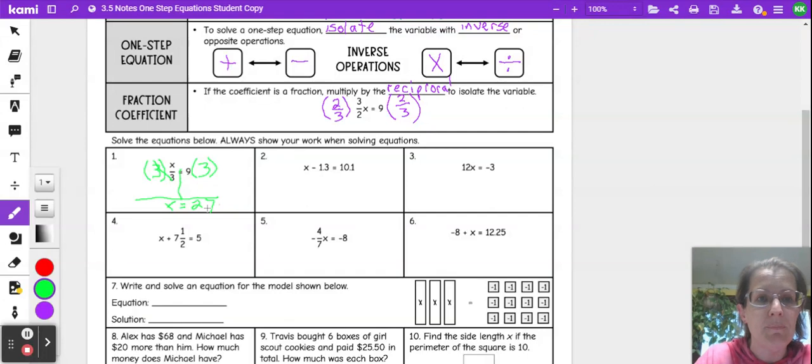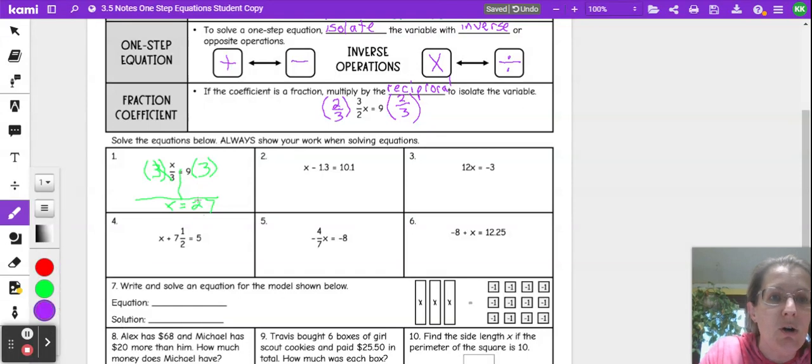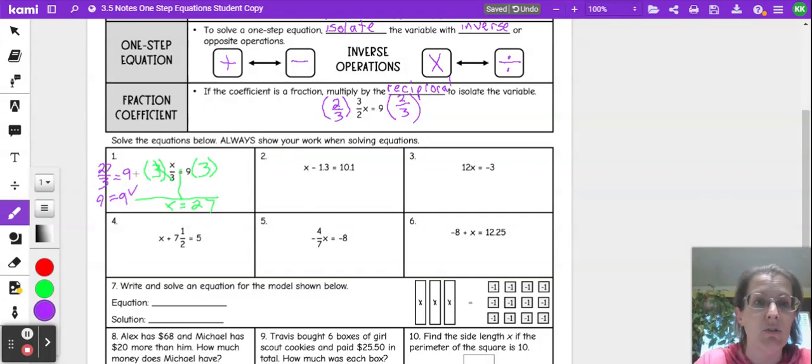is 27. And then you should always check your equations. We should always go back and plug our number in to double check it. So I have 27 over 3, 27 divided by 3 equals 9. All I did is I took my 27 and I replaced it with the x. And 27 divided by 3 is 9. So 9 equals 9. We know we are correct.